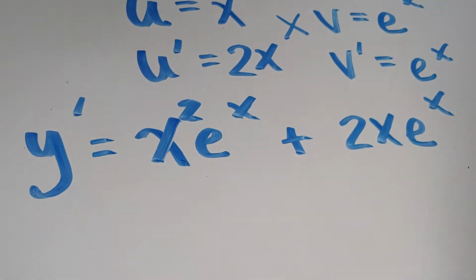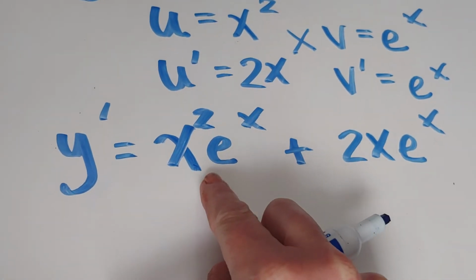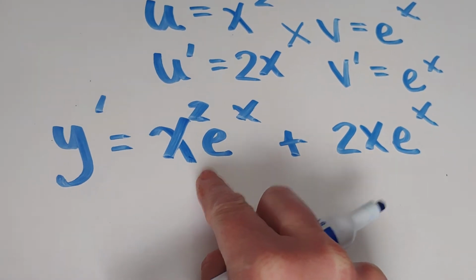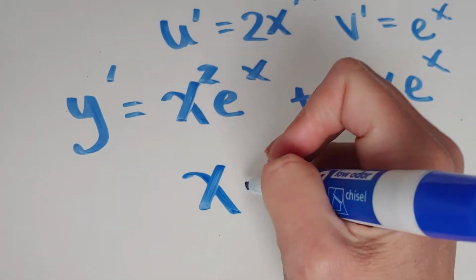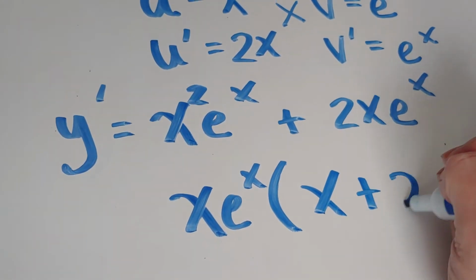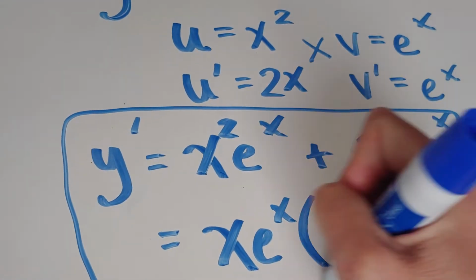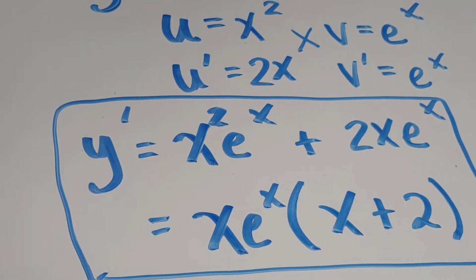Now, I will warn you that most textbooks, if this were a textbook problem, would actually have their final answer in factored form. So they would say that everything has an x e to the x in common. So I would have an x plus 2 left behind. But the two answers are equivalent. All right, pretty fast, right?